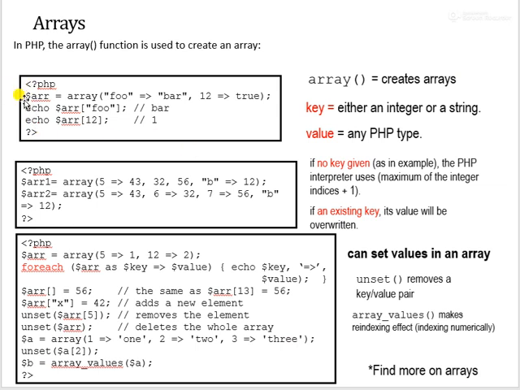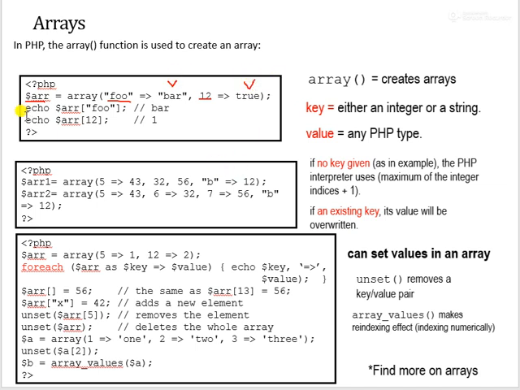We have an array ARR, and to ARR, the first key is foo, value is bar, and the second key is 12 and value is true. It is possible that you can have one key as string and the other key as integer. These both are keys. The first key is string, the other one is integer, and these are the values. The first key's value is bar and the second key's value is true.